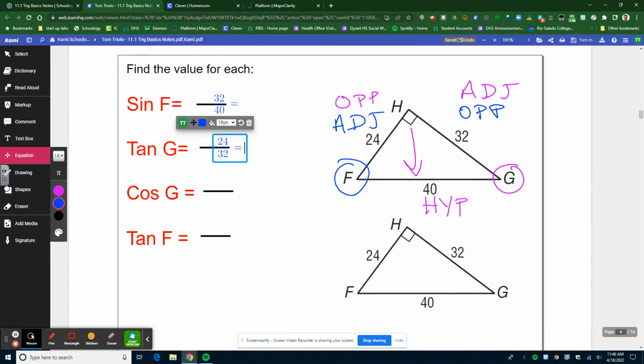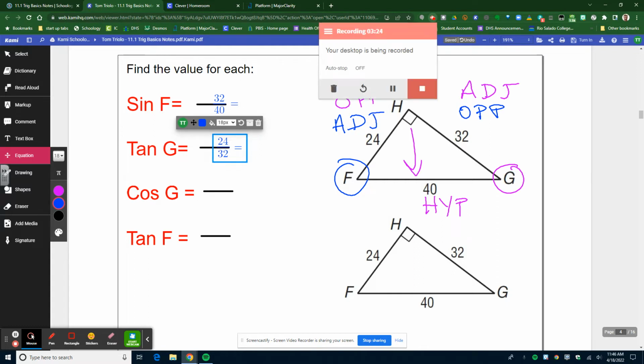You figure out cosine of G and tangent of F. Remember, it is angle dependent, so these are not interchangeable. If you can find those last two, and then if you want to, you can simplify on your own or wait for the rest of us.